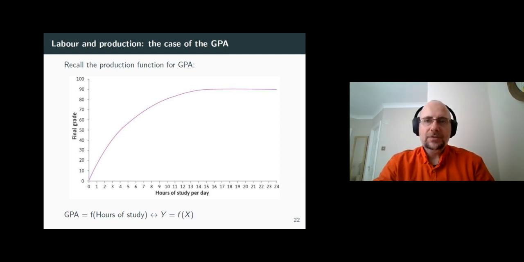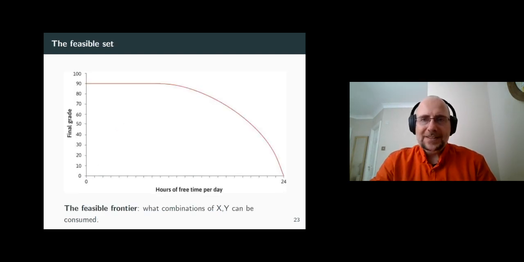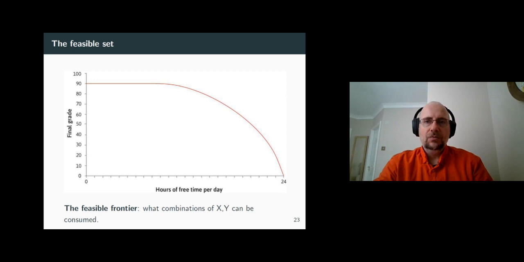Notice that this production function for grades had hours of study on the horizontal axis, which was an input into the production process. But we can represent what is feasible not only in terms of hours of study, but also in terms of free time. This is exactly what we're doing here in this graph, in this figure. Notice that the horizontal axis now represents a mirror image of working hours per day. It represents the free time a person has.